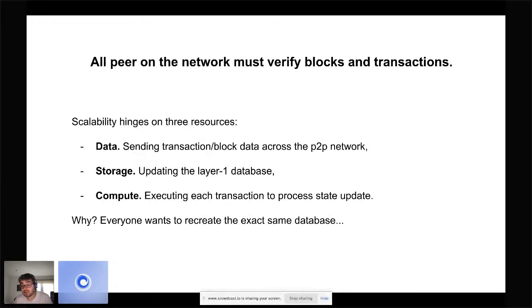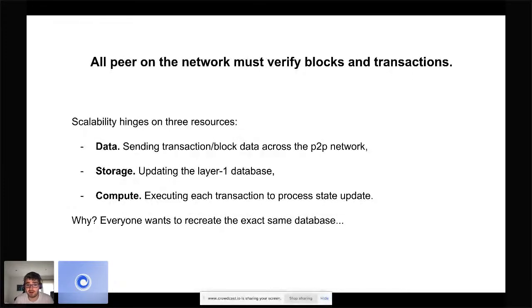There's storage. So the whole point of the blockchain is that by re-executing every transaction, I can create the same database that everyone else has. This is the layer 1 database. And performing state updates in that database is a bottleneck, and that's called state bloat, which is, I think, currently our biggest bottleneck on Ethereum.